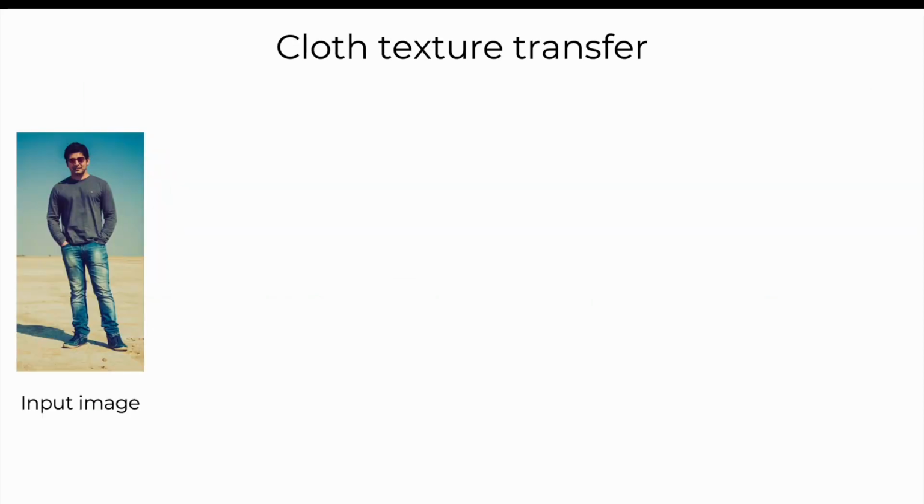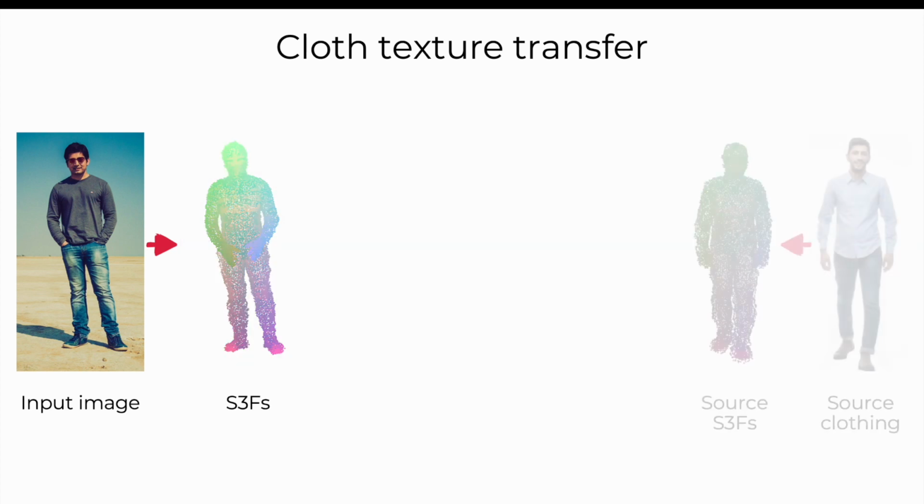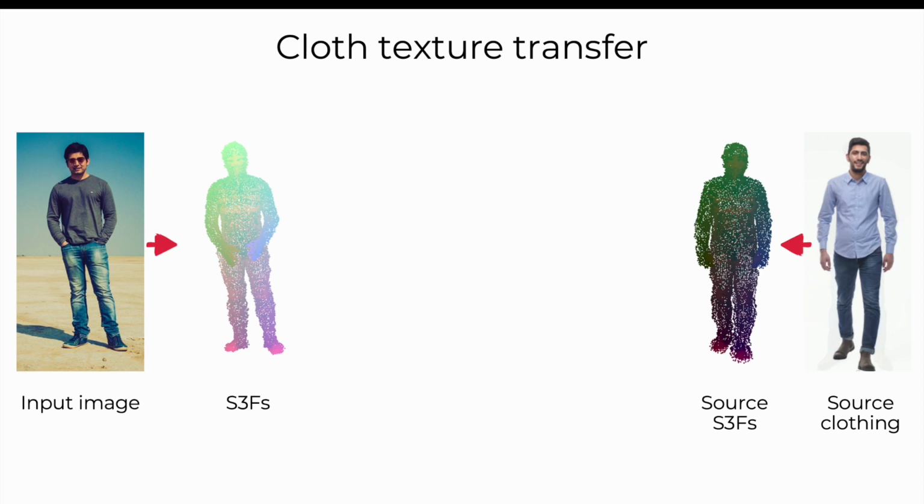The structured 3D features carry semantic information and enable some tasks like virtual try-on. For example, for a given input image that we want to edit, we first extract S3Fs. We do the same for a source image that might contain the target clothing, ending up with a pair of structured 3D features.